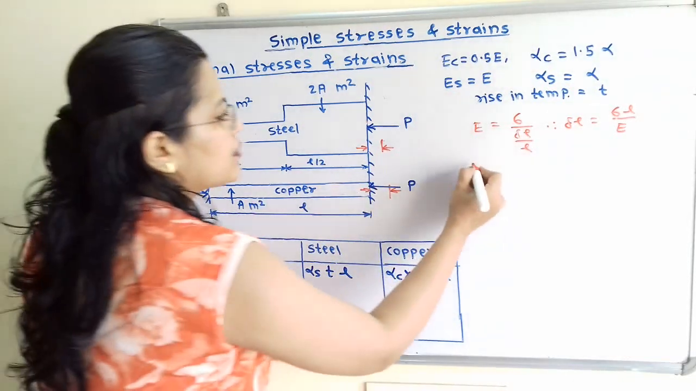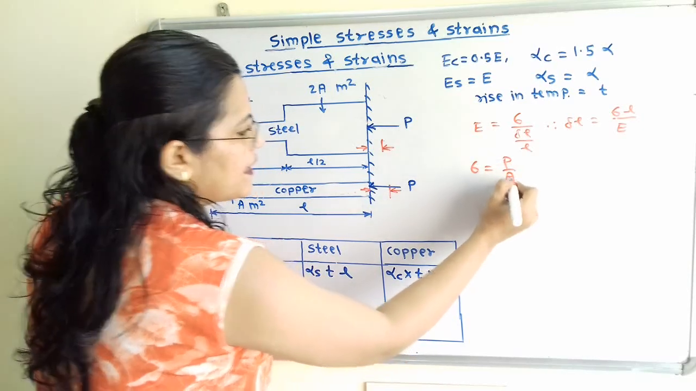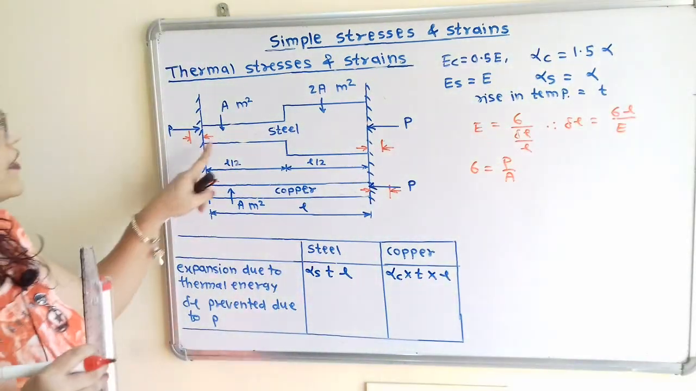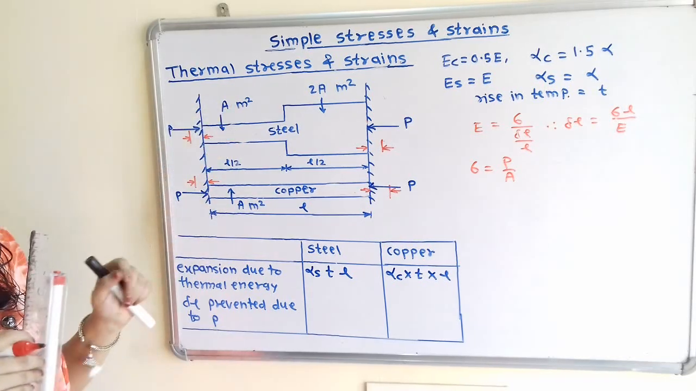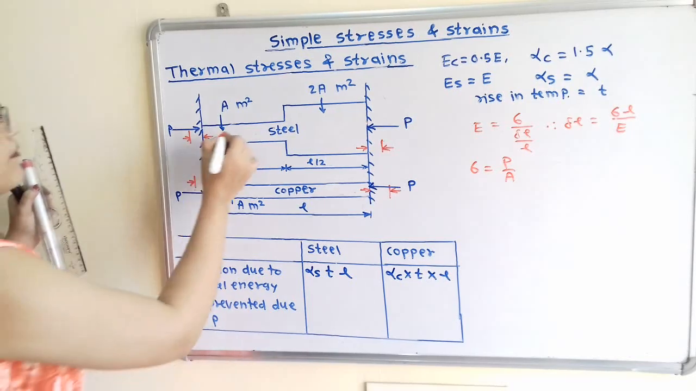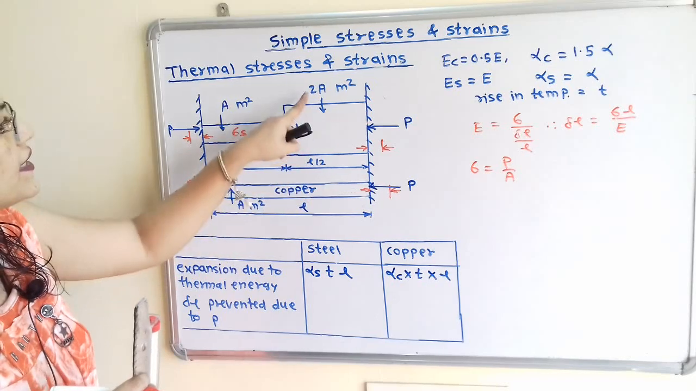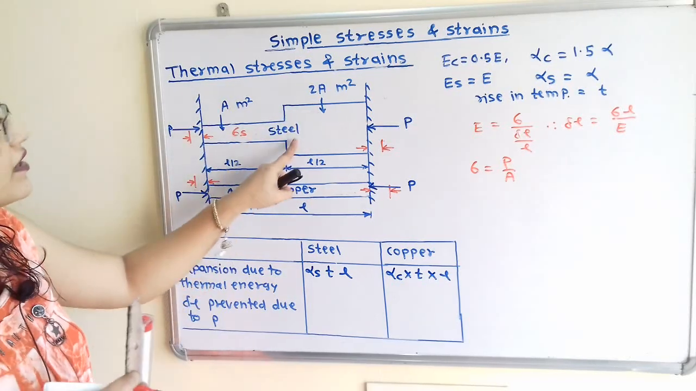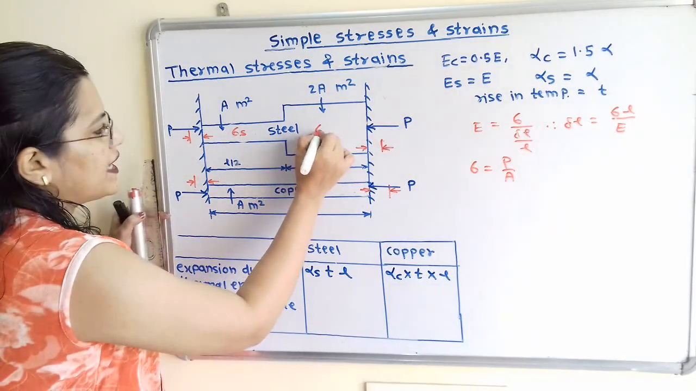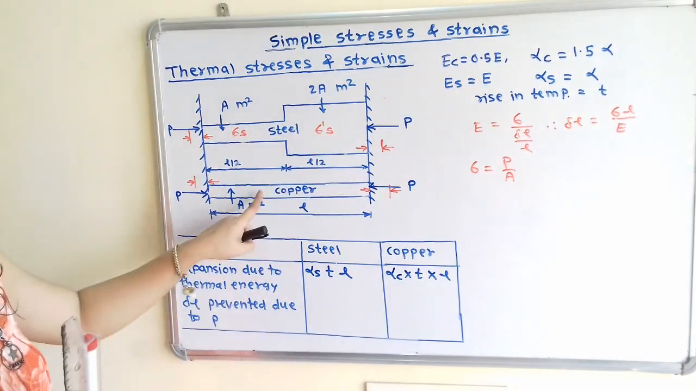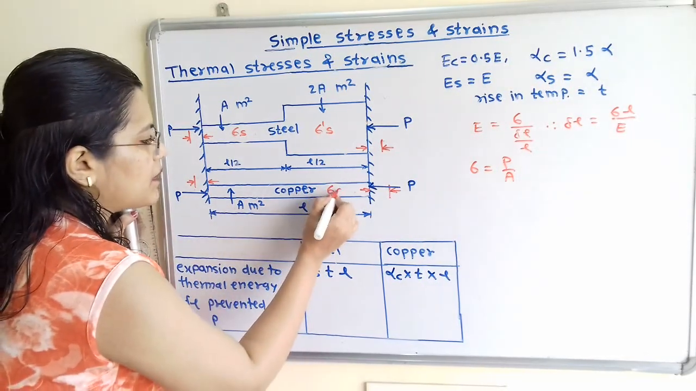Now how to define the stress developed due to this P? We know that sigma is equal to P divided by A, that is applied force P divided by cross-sectional area. Now if we observe for the steel, for the first half portion the area is A meter square. So the stress developed we will write as sigma S. Then for the second half portion the area is changed, so a different stress is developed. We will show it as sigma dash S. And for copper, where the area is A meter square, we will write the stress developed as sigma C.